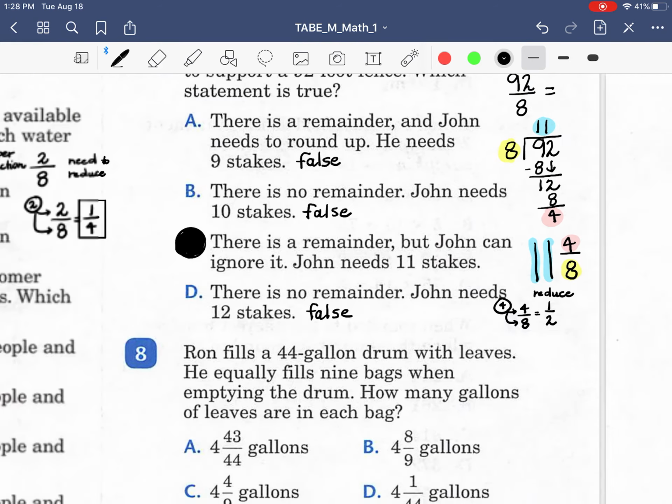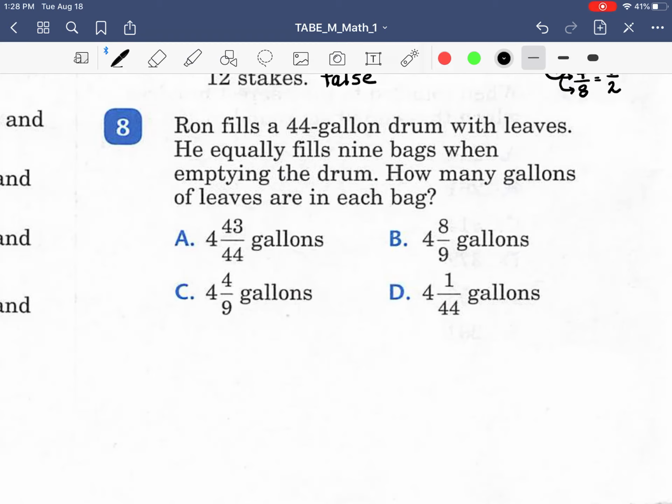Okay, number 8. Ron fills a 44-gallon drum with leaves. He equally fills 9 bags when emptying the drum. How many gallons of leaves are in each bag? Well, I take that 44, divide 9. That's an improper fraction. So let me go to my long division to find the mixed number. 9 will not go into 4. So let's take 9 into 44 without going over.